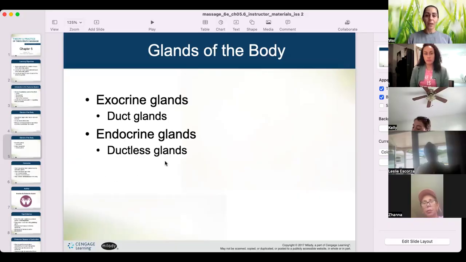The ones that we're going to talk about mainly are endocrine glands, and for these the secretion is going to be sent out to the blood.